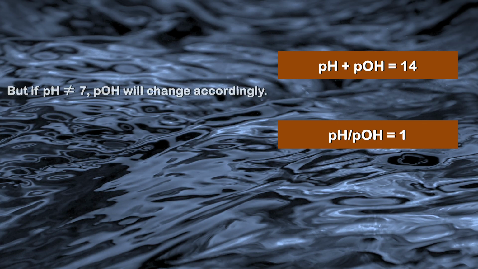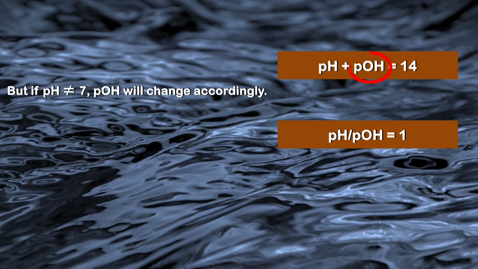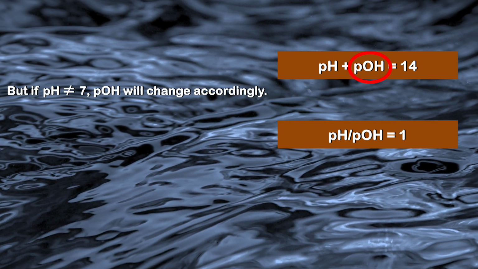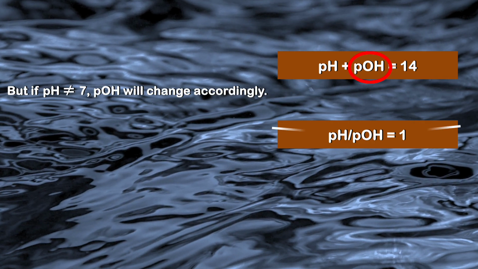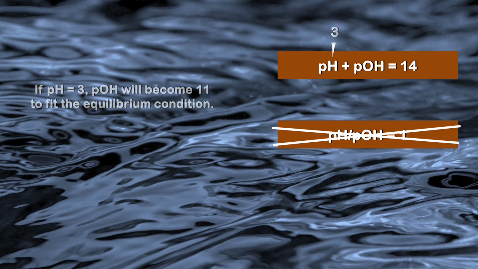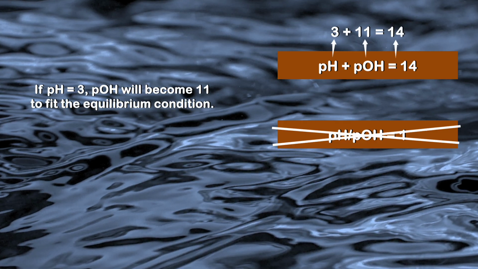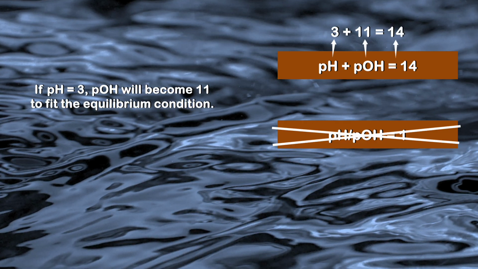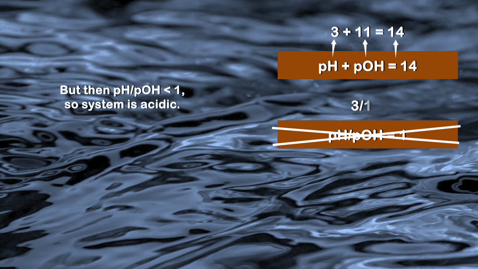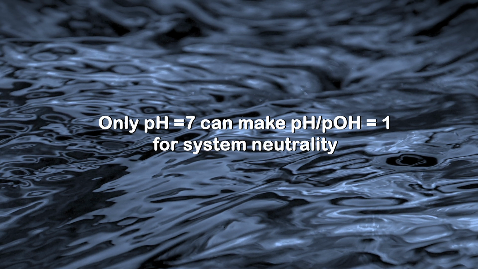But if pH does not equal 7, the condition for equilibrium can still be met. The pOH just changes so that pH plus pOH still equals 14. But there's no way for the neutrality condition to be met. For example, if pH equals 3, the pOH will be 11 to maintain equilibrium. But then the ratio pH over pOH is 3 over 11, which is less than 1, and the system is acidic. Only pH equals 7 can make the pH-pOH ratio equal to 1.